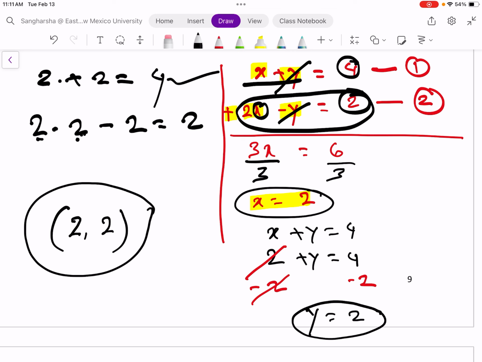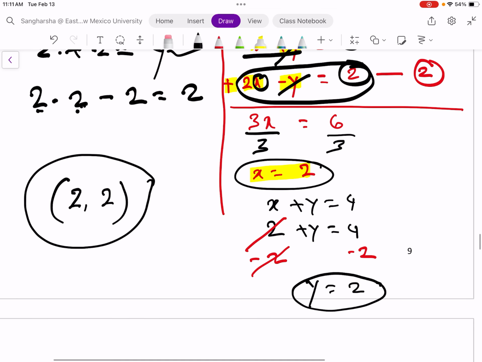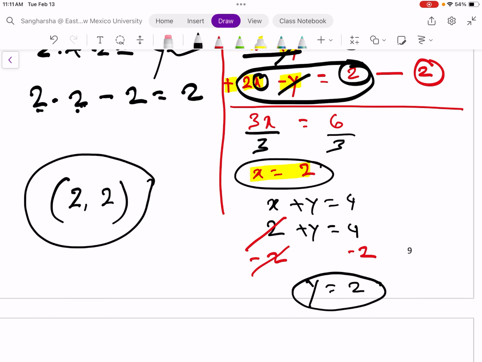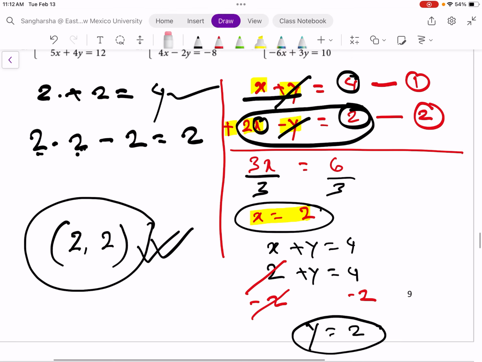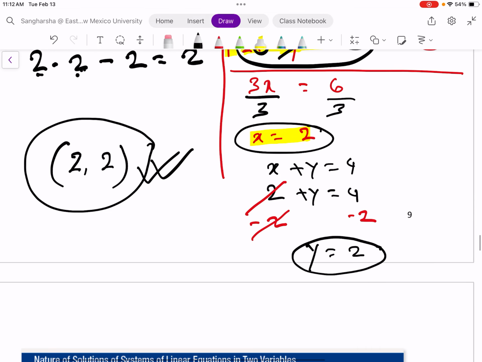Now on a graph, if we graph these two equations, what does this solution mean? When we graph equation 1 and equation 2, this solution represents that. So we have this line. Let's draw a graph here.